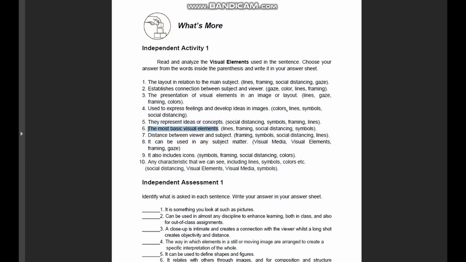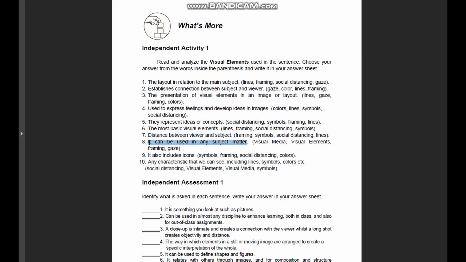Next, it is the most basic visual element. Is it lines, framing, social distancing, or symbols? Okay, now next we have number 7. Distance between the viewer and subject. Is it framing, symbols, social distancing, or lines?